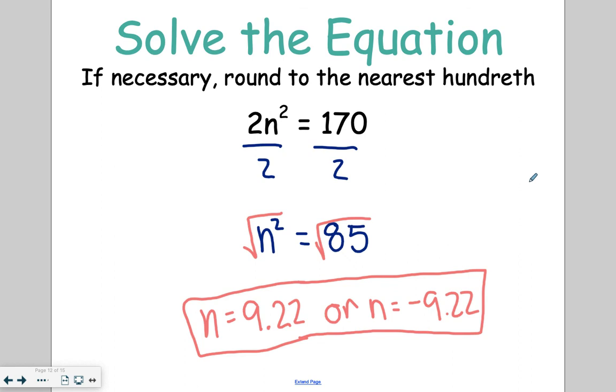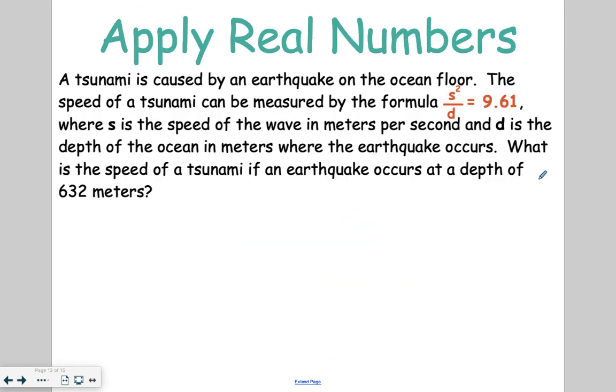In this example, you should be dividing by 2 first and then taking the square root, which is going to give you n is equal to 9.22 or n is equal to negative 9.22. Last thing we're going to do is solve problems in the context of a word problem.